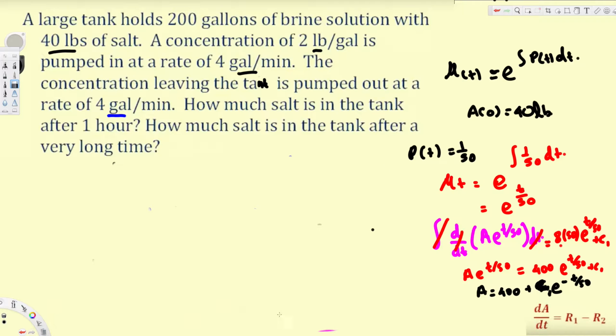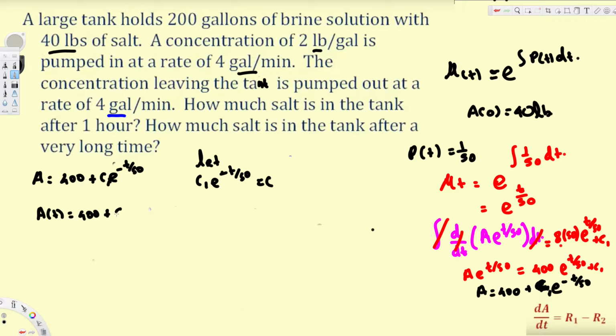So we brought this final equation. Now let's write this one down here. A is equal to 400 plus C1 e power minus t over 50. This is what we derived. Since C1 is a constant, we can let C1 e power negative t over 50 be C. So we can write this equation as A of t equals 400 plus C, right?